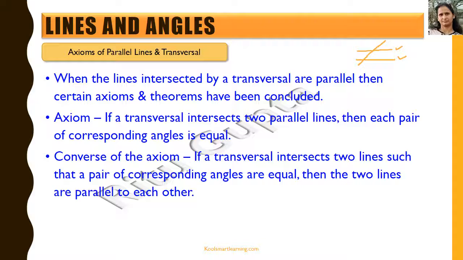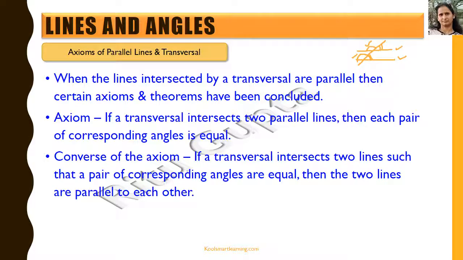The first axiom says, if a transversal intersects two parallel lines, then each pair of corresponding angles is equal. We said this and this are corresponding angles. Similarly, this and this are corresponding angles. So when these two lines are parallel, these corresponding angles will always be equal.